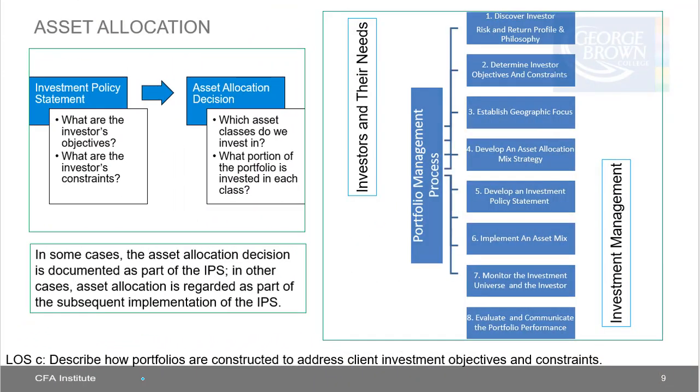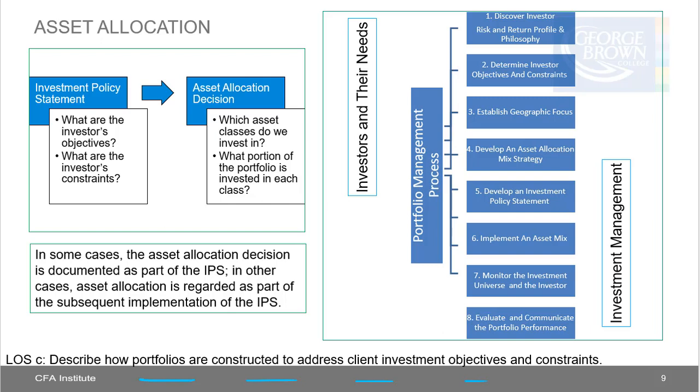Learning outcome statement C is describe how portfolios are constructed to address client objectives and constraints. Okay, so after developing the investment policy statement, which includes, among other information, an investor's willingness and ability to take risk, the asset allocation of the portfolio is determined. This determination involves decisions regarding which asset classes are suitable, for example, global equities, domestic government bonds, commodities, domestic real estate investment trusts, REITs, and the proportion of the portfolio to invest in each asset class.